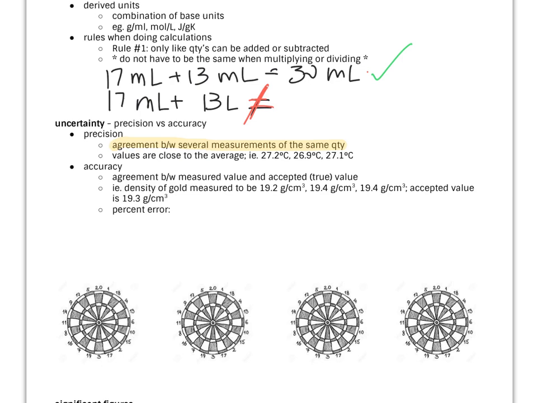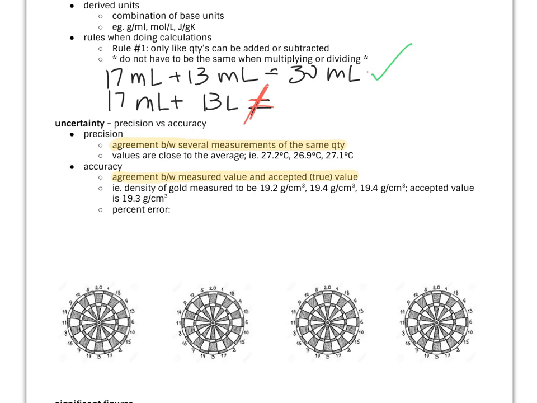But the second type is accuracy. And accuracy, if you are accurate, it's the agreement between measured value and accepted or true value. So up here, for precision, it said nothing about the accepted or true value. It just says, hey, they're all pretty close to each other, okay? But for accuracy, you're trying to see how accurate you are.